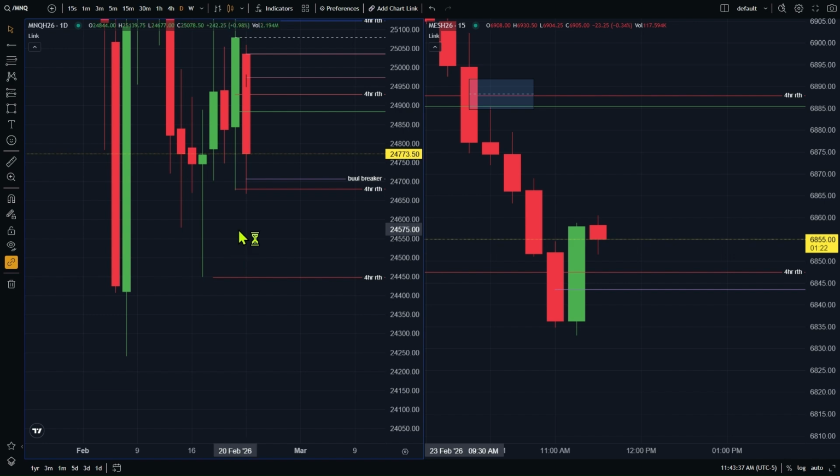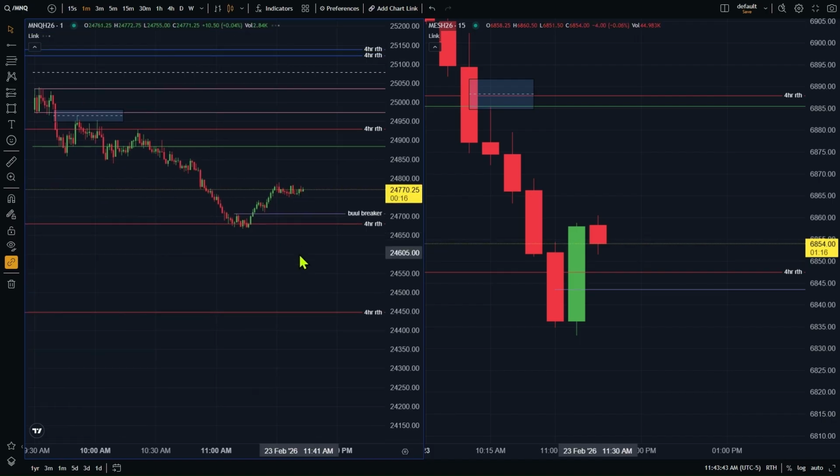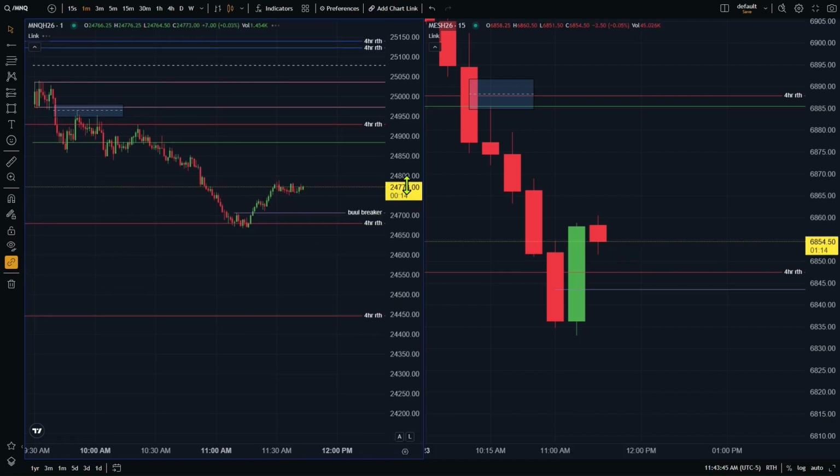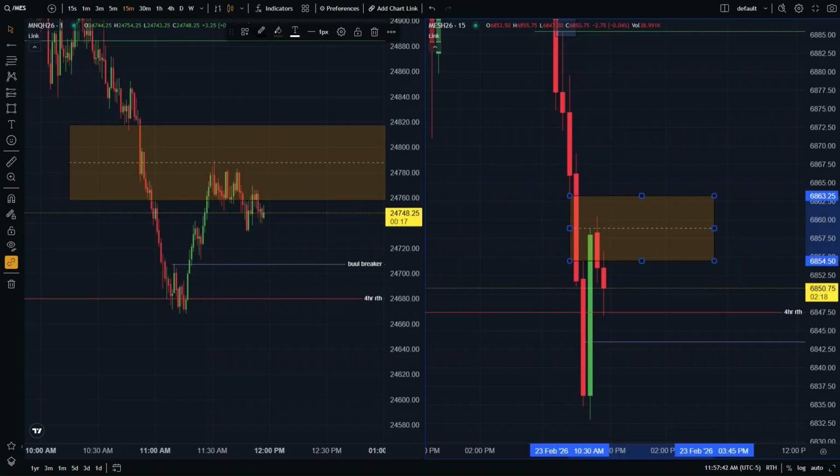That's why you have to wait for that last push down that fails to go any lower. And I've already made money on here, so I'm not going to take a trade back to the upside unless I see this.